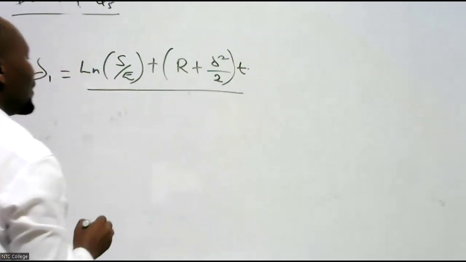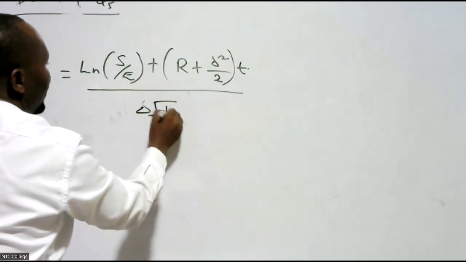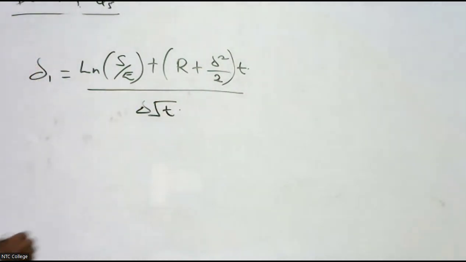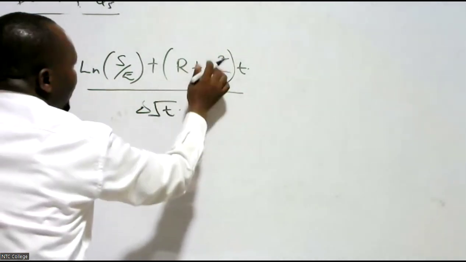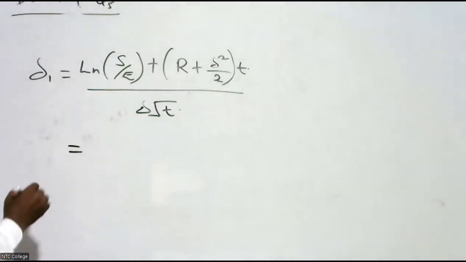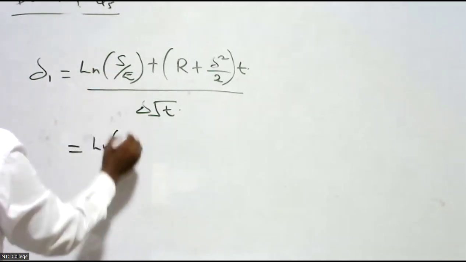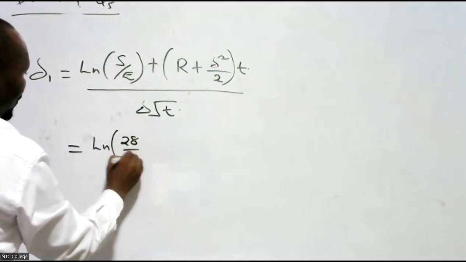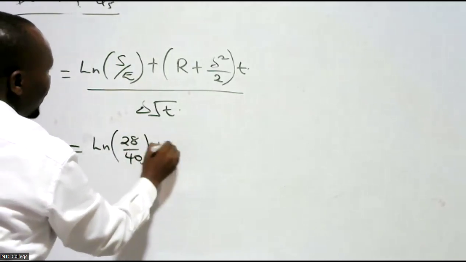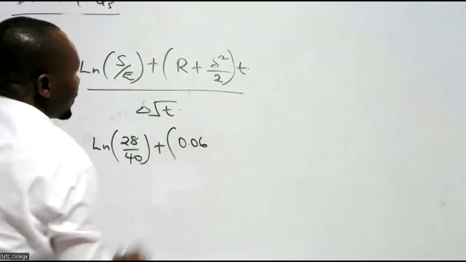In this one we have, I hope that is okay. So let's come here and have our ln into, this one is given as 28.0. So we have 28 over 40 into plus rate we're given as 0.06.